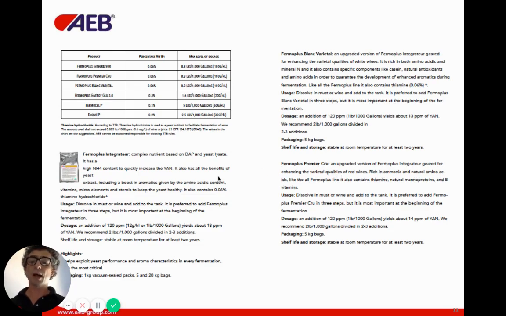They all come with a high YAN. They all come with amino acids for aromatics. The Blanc Varietal is more geared for aromatics for white wines. The Premier Cru is more geared for aromatics for red wines. They also come with a specific dose of vitamin B1, thiamine hydrochloride, so synthetic thiamine added in a specific amount. And here is a chart with the limits imposed by the local authorities, TTB in the US.